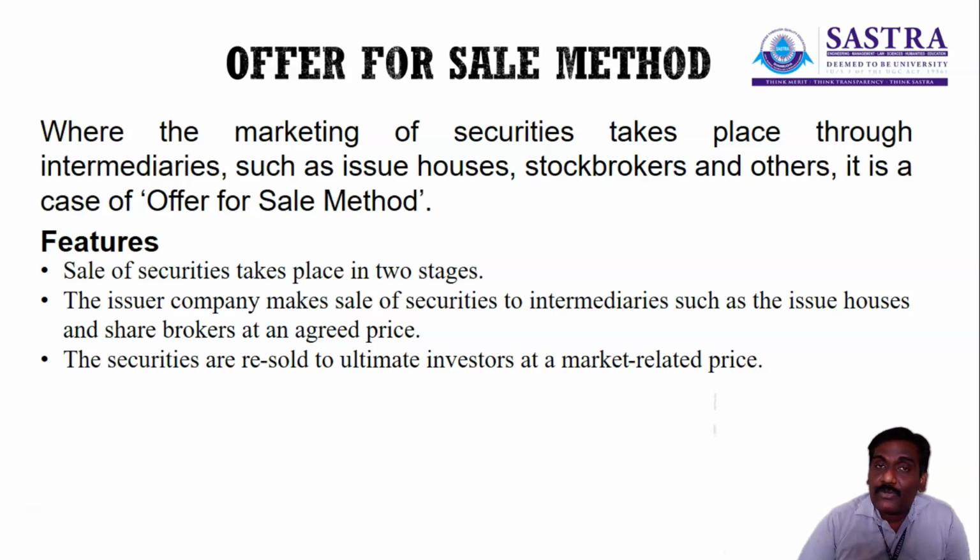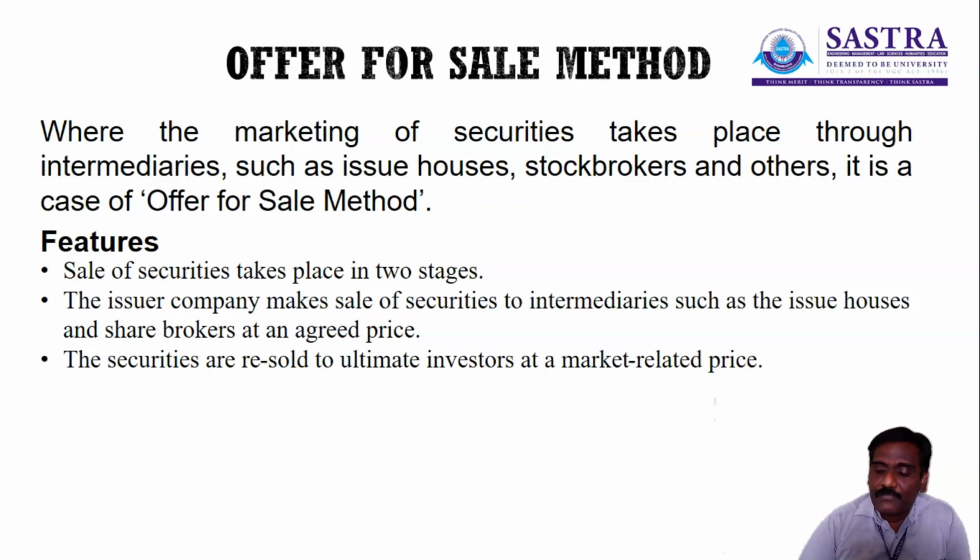So initially it is not going to be a financial burden to the issuer. The financial burden is transferred to institutions like issue houses, stockbrokers, and merchant bankers, the kind of people who are associated with this and help the issuer with this particular problem. That is the case we call the offer for sale method.